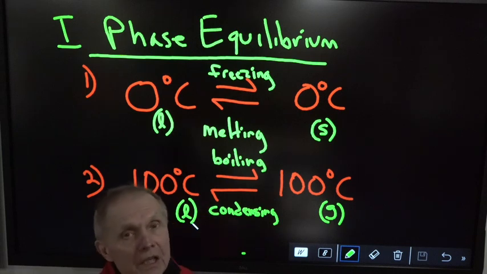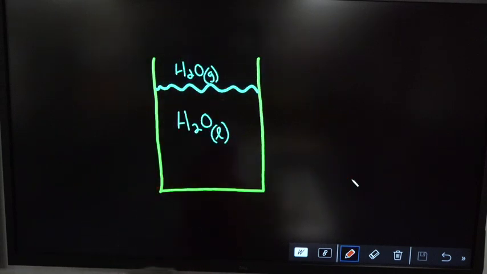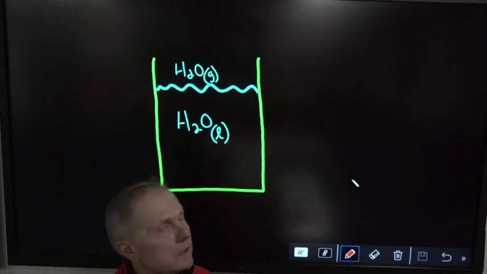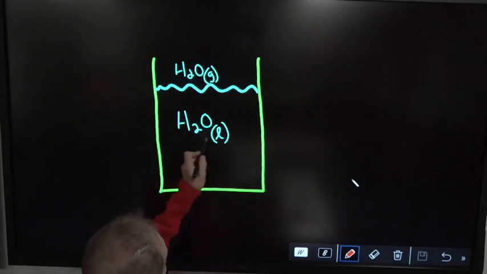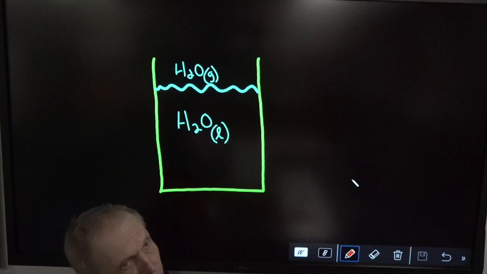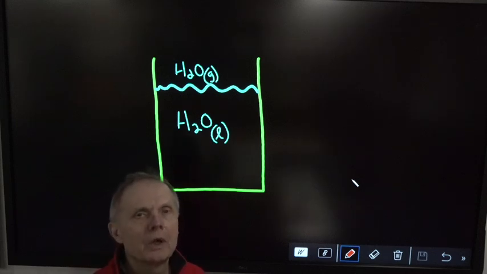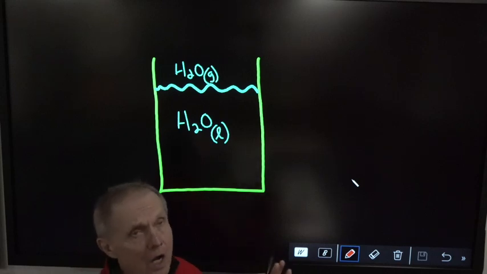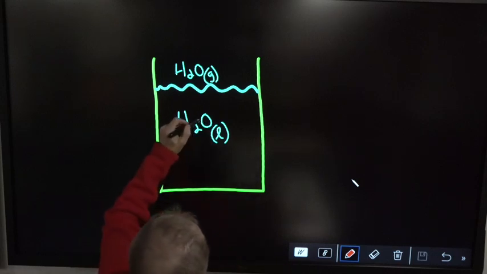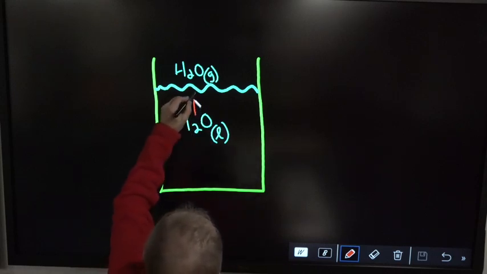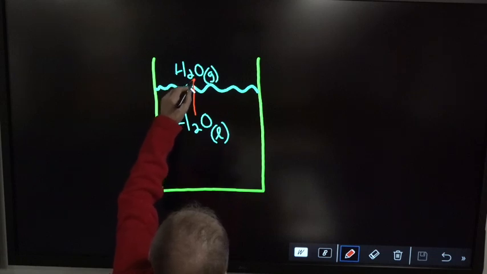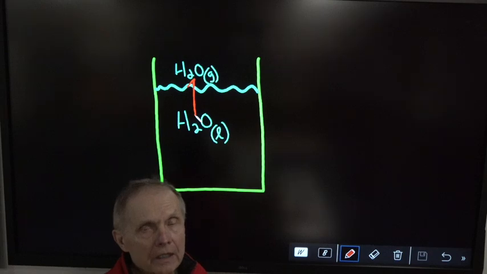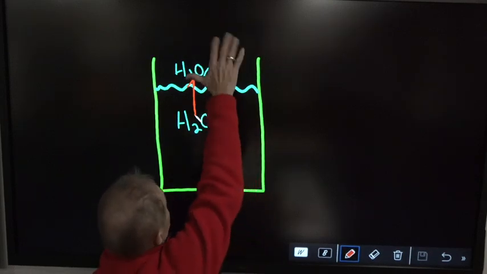Now, here's another example. So let's pretend this is a glass of water. So you have a glass of water, there's H2O liquid, and there's H2O gas above. So what's going on is this. At that glass of water, the liquid is evaporating into gas. So the reaction is going that way, all right? And the gas is escaping.